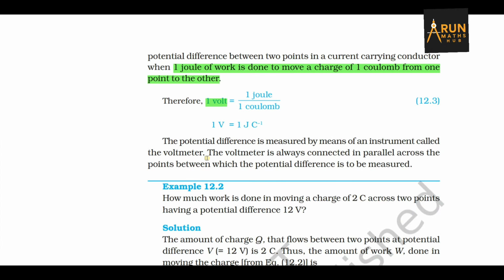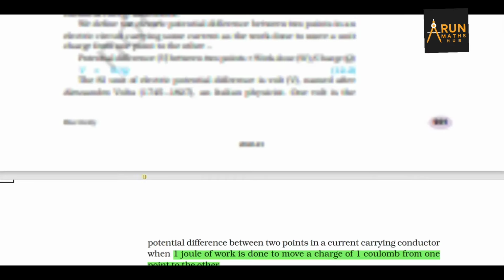How is potential difference measured? The potential difference is measured by an instrument called a voltmeter. Just make a note of the keyword voltmeter in your book. And the voltmeter is always connected in parallel. Ammeter is connected in series, whereas the voltmeter is connected in parallel.